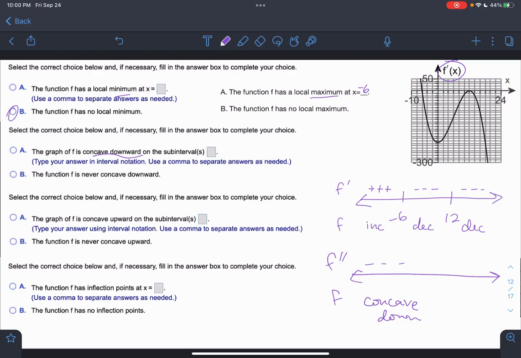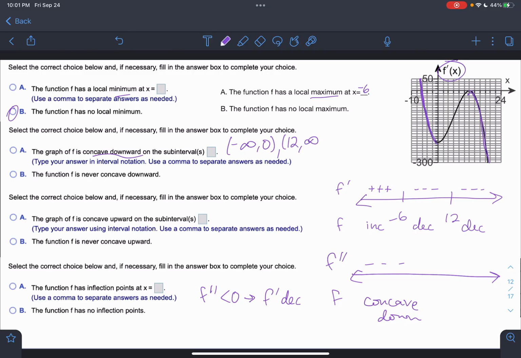And in relation to our first derivative, when f double prime is negative, that means that my f prime is decreasing. So we want to know on what intervals is f prime decreasing. If we look at our graph, we're decreasing here from negative infinity to 0, and also from 12 and on. So our answer to this question is negative infinity to 0 and 12 to infinity.